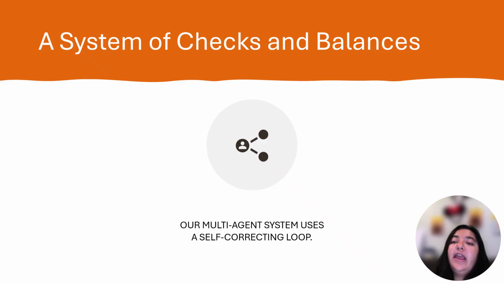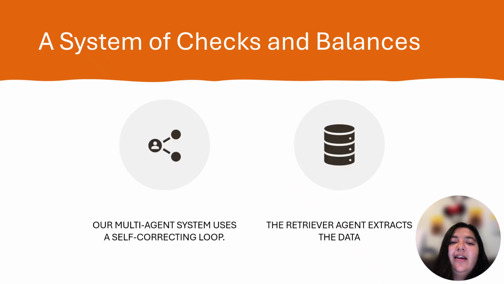And I want to emphasize that we need to ensure accuracy, because that was the whole point of creating this. And so Matrix Curator uses a system of checks and balances. So it is a multi-agent system, so it uses a self-correcting loop. It kind of loops through its previous actions and goes through what it has done in order to make sure that it has done the correct thing and it has extracted the correct thing. The retriever agent, that's the thing that extracts the data.